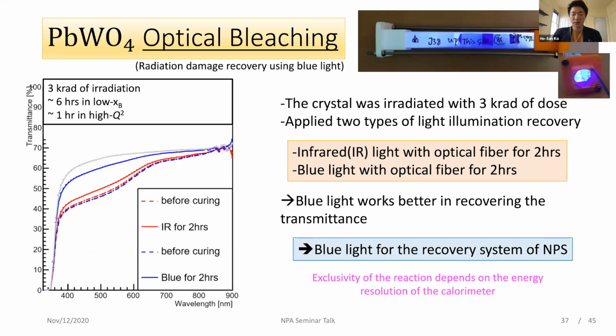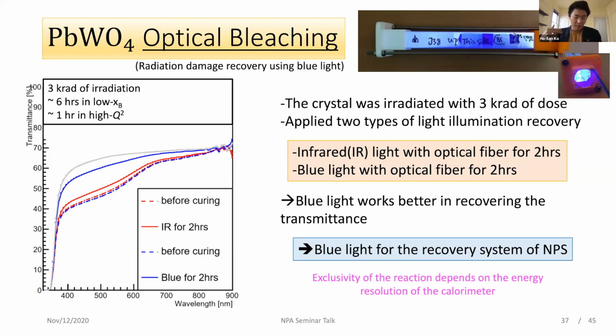So these are the results. In one of the results, the x-axis is again the wavelength, and the y-axis this time is the transmittance. Gray is before the irradiation, and these dotted lines are after the irradiation, and the red is after 2 hours of infrared light curing, and the blue is after 2 hours of blue light curing. So we see the blue light works better in recovering the transmittance, but we have to remember that the infrared light also works in curing, but with a lesser effect.